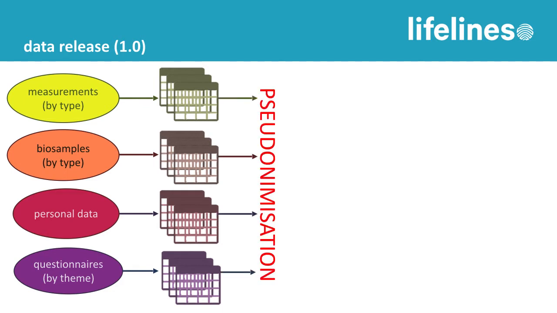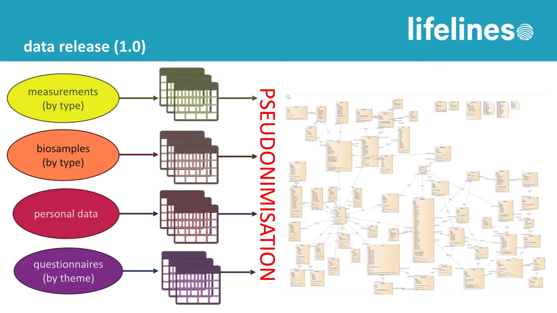Then researchers or users could order these tables. They would go to the catalog, pick out the tables of interest, and then these tables would be pseudonymized and released to the researcher. Of course these tables are not standalone, they're interconnected. There is a data model underneath which integrates all these tables together, and basically it looks like this, the picture of that interconnection, or this spider web of tables.